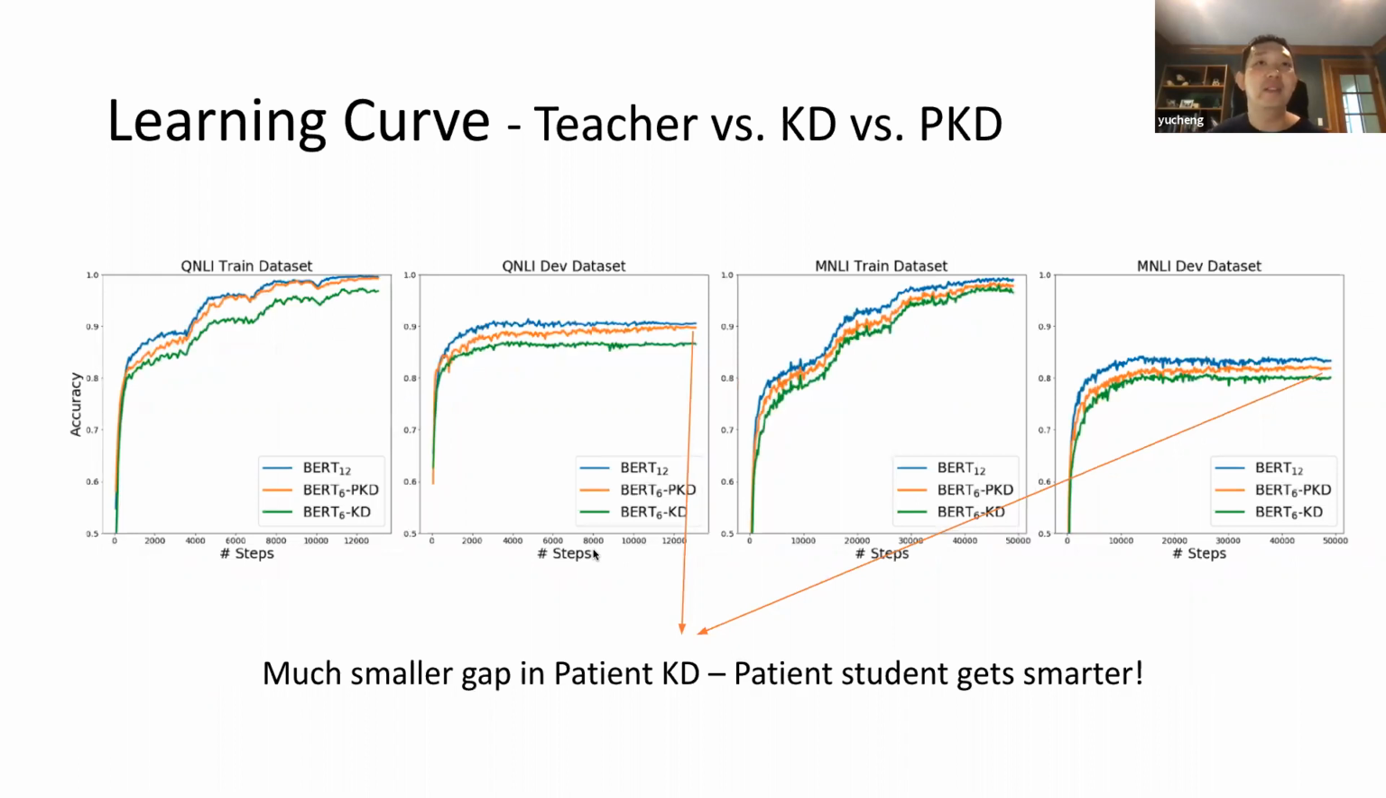And how about the patient loss? On some datasets, we saw that it's almost the same as the baseline model, which is the 12-layer model. On some datasets, it's still worse, but obviously it's better than the traditional KD. So we say this patient KD is better than traditional KD. That's what we learned from this BERT distillation process.